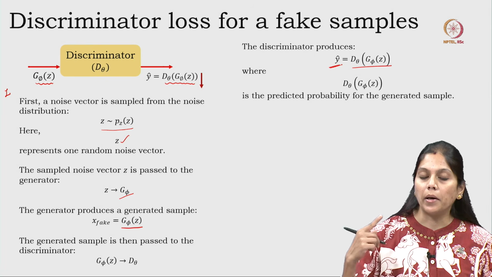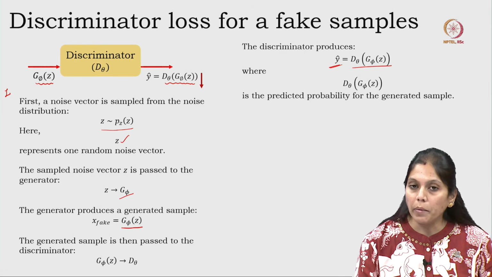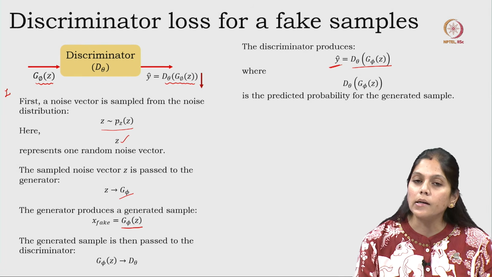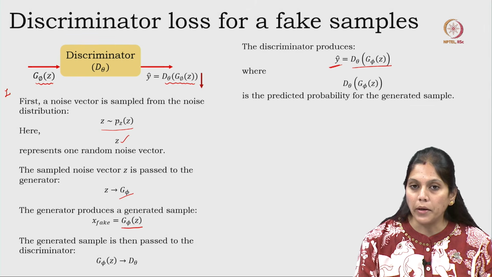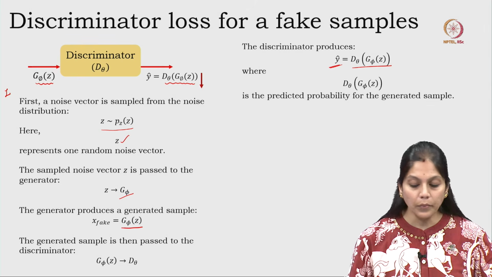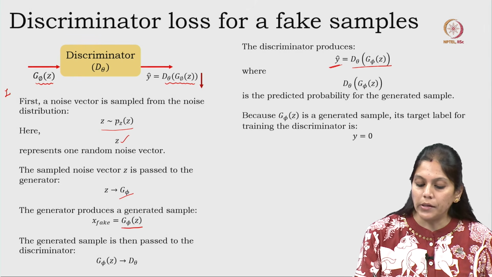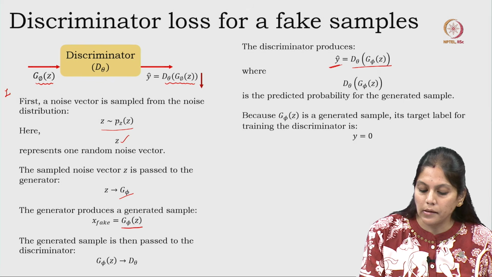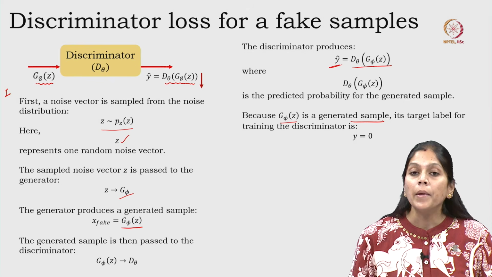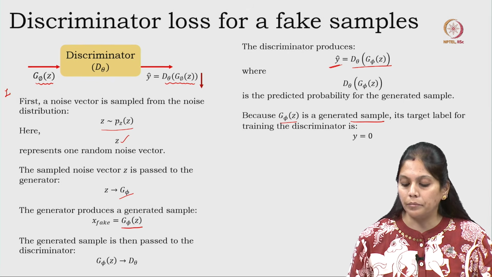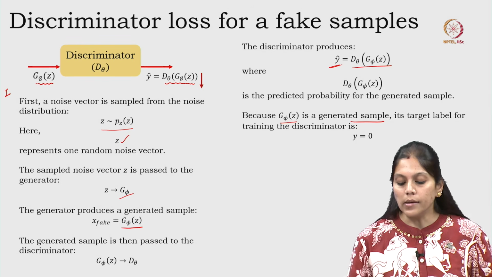Now, you have to compare it with the ground truth. What should be the ground truth if it is a generated sample? y should be equivalent to 0, right? Since this is a generated sample, the target label y is 0.